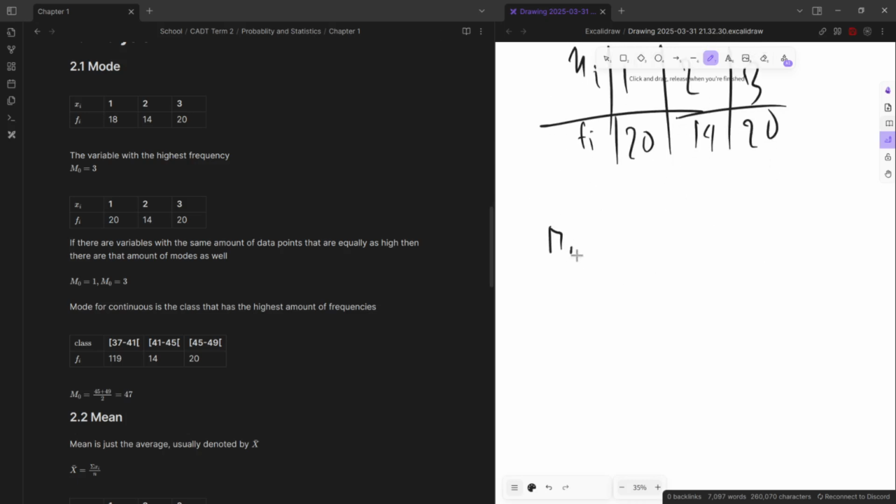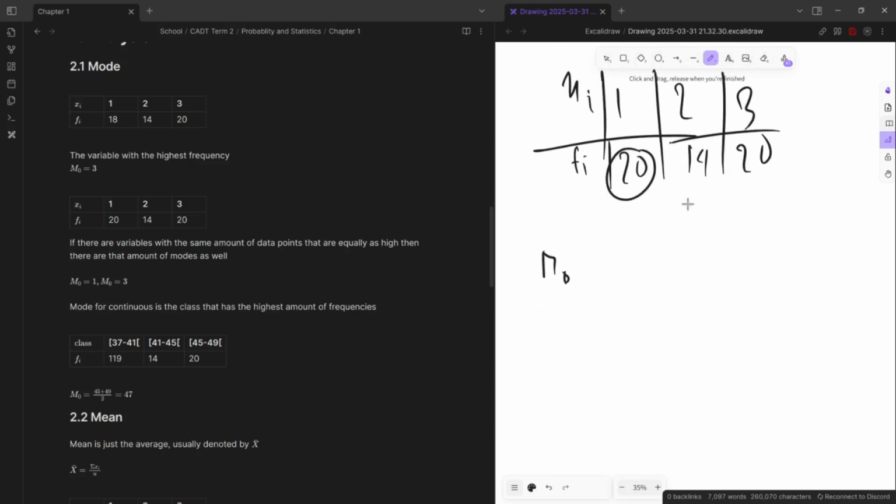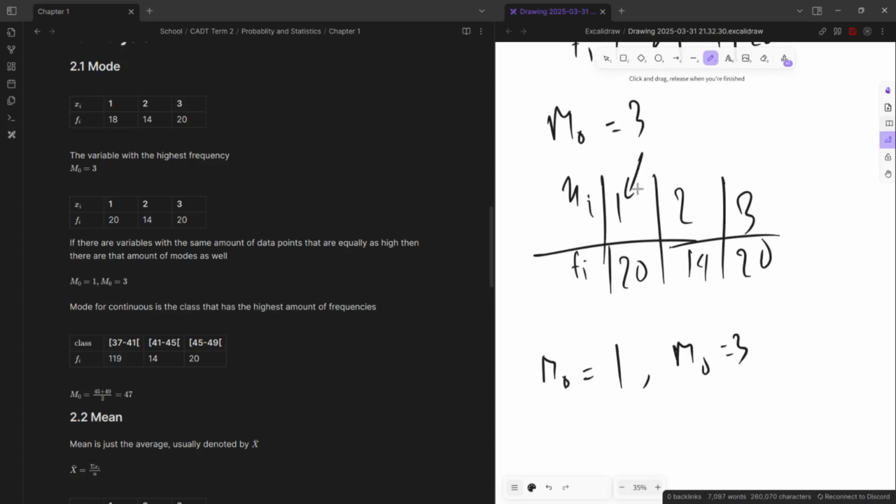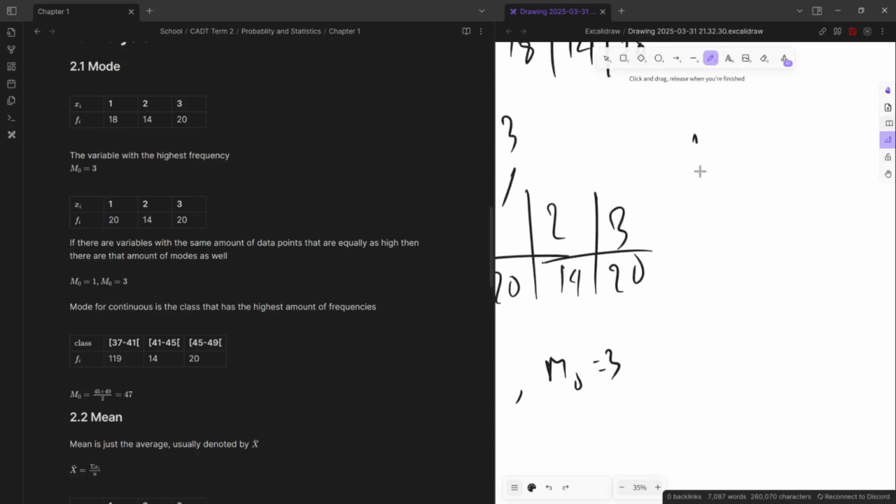And since this is both equally as high, we will have 2 modes, 1 and 3. Like, this is not the mode, it's just the amount this point appears. It appears 20 times, and then this appears 14 times, and this appears 20 times again. That's the mode.